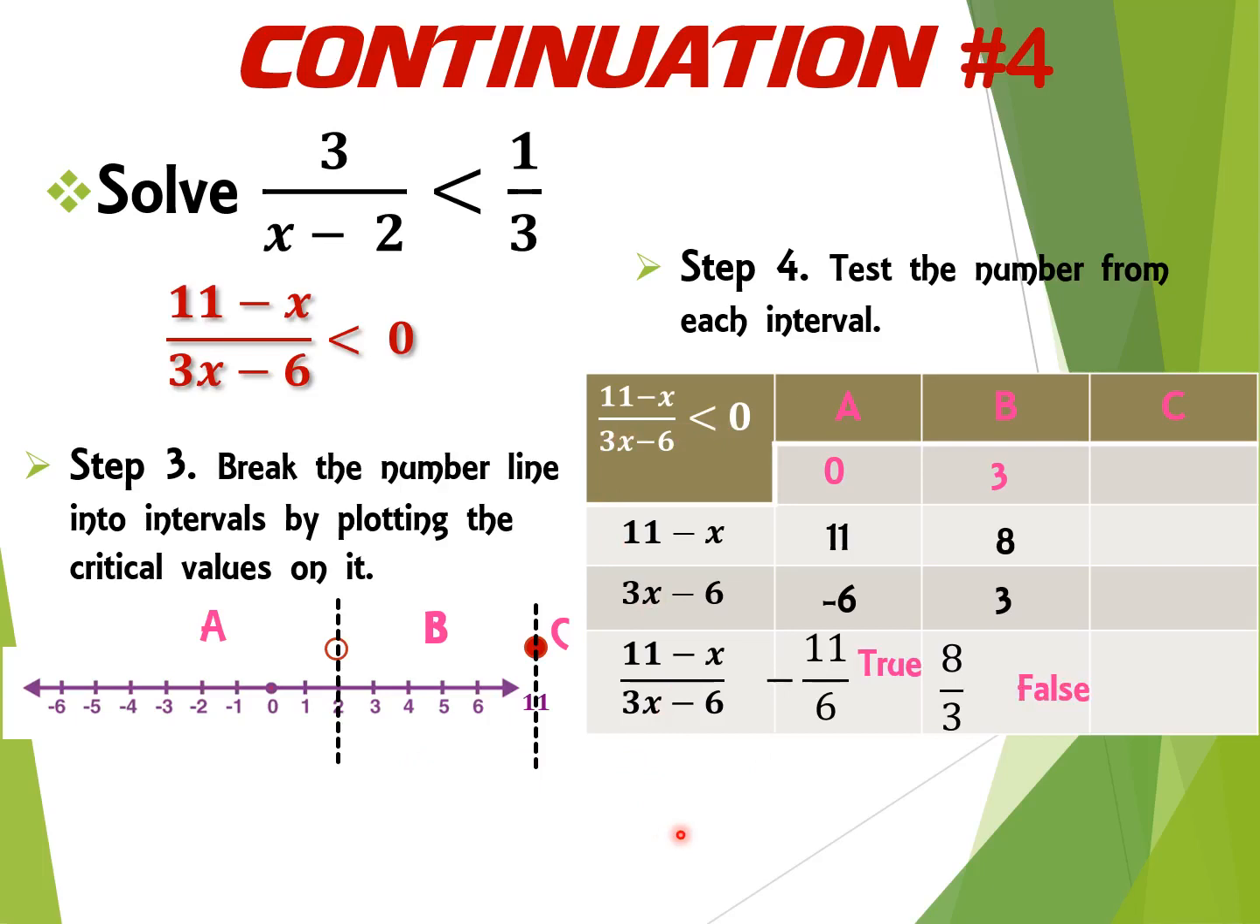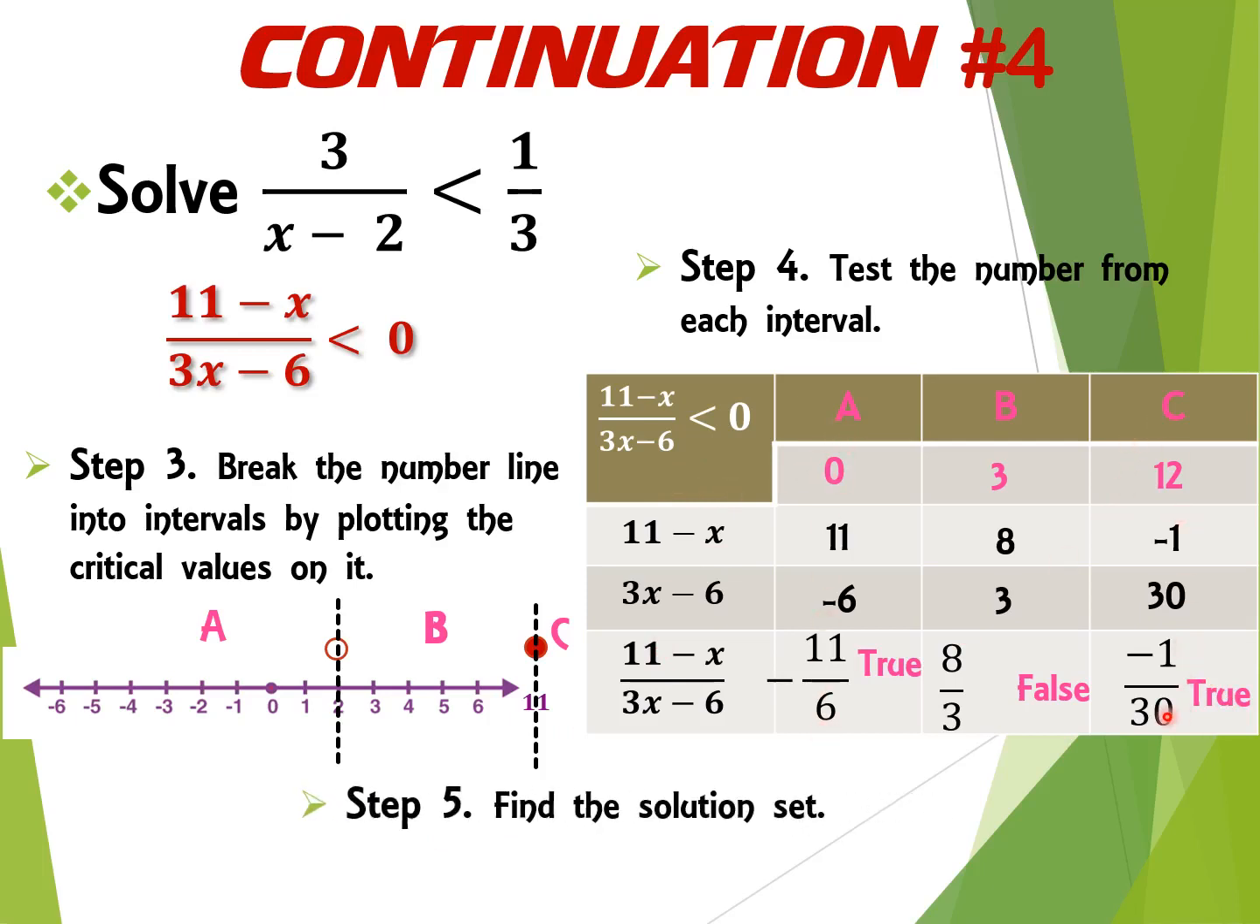So this is false. And then for partition C, we can use 11 since this is part, or you can use 12. So 11 minus 12 is negative 1. This is 3 times 12 is 36 minus 6, so you will have 30. Divide them, you will have negative 1 over 30 is less than 0, so this will be true. Okay, so test it here. And then the solution set are partition A and C.